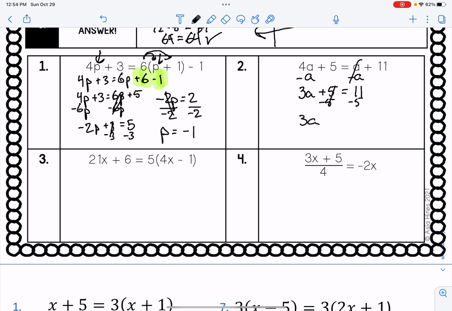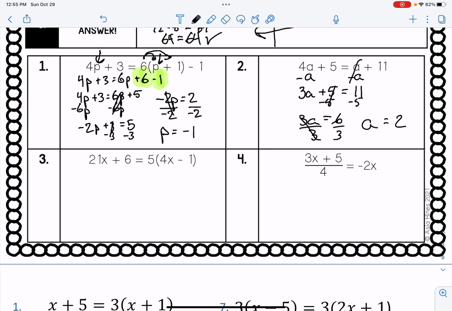3 times some number a that we don't know should be equal to 6. Because 11 minus 5 leaves us with that 6 there. And finally, divide by 3, divide by 3. A is equal to 2.